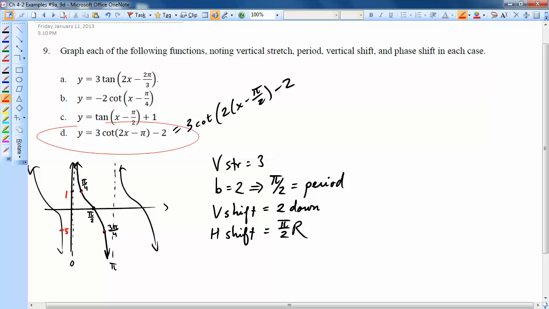That means everything has to get squeezed inwards. Where this used to be at pi, now it's at pi over 2. So everything I'm cutting in half, essentially. So pi over 2 becomes pi over 4. This becomes 3 pi over 8 instead. This becomes pi over 8. Okay? And then I have to shift everything pi over 2 units to the right anyway.